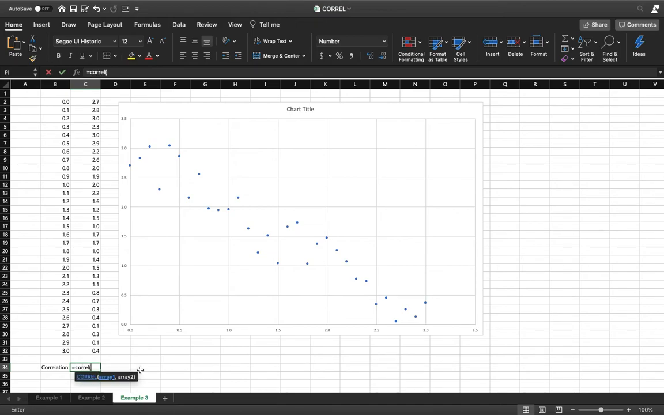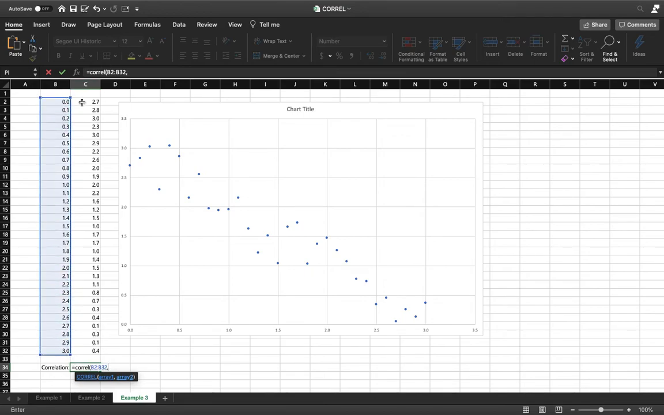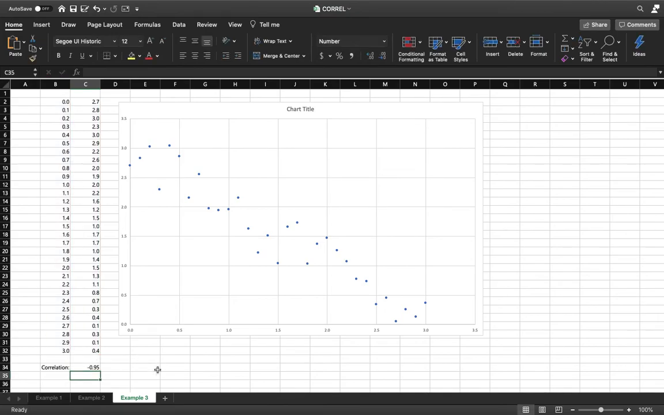that the slope of the graph is negative. And using the Correl function, again, we find that the correlation of these two sets of data is negative 0.95.